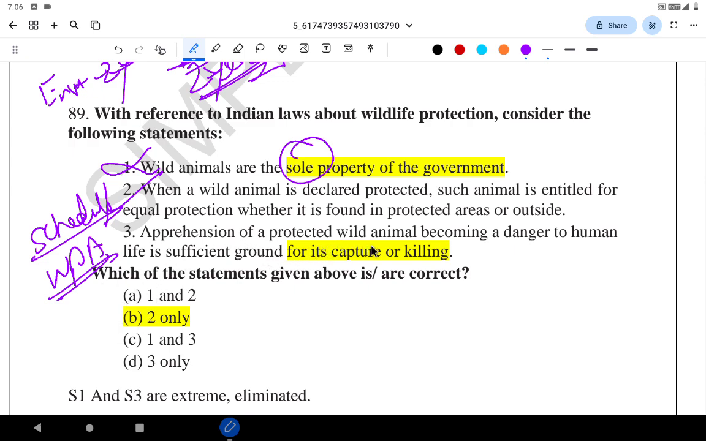Apprehension of a protected wild animal becoming a danger to human life is a sufficient ground for its capture and killing. Wrong. Not apprehension. Nothing works on apprehension. If there is a real danger to human life, if the animal is diseased, or if it is disabled beyond recovery, that particular animal, then you can capture and kill. Not apprehension, it has to be a real danger. The competent authority in this case is the Chief Wildlife Warden of the state.